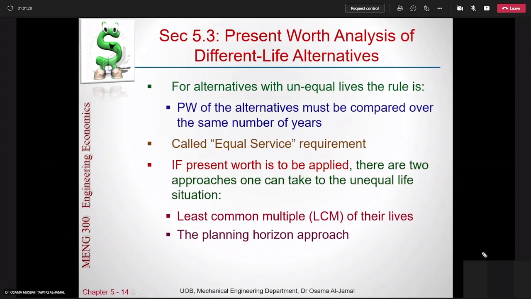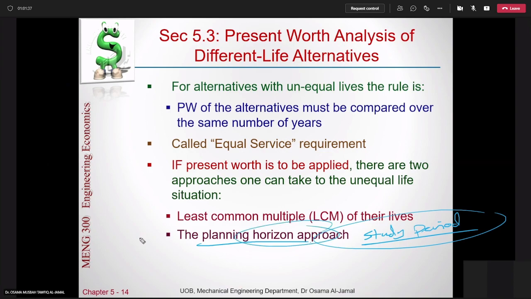This is the study period. So either you see it as the planning horizon approach or study period. You're going to hear those two together or at different times, meaning the same for both. Planning horizon, study approach, or study period. What do we have in there?